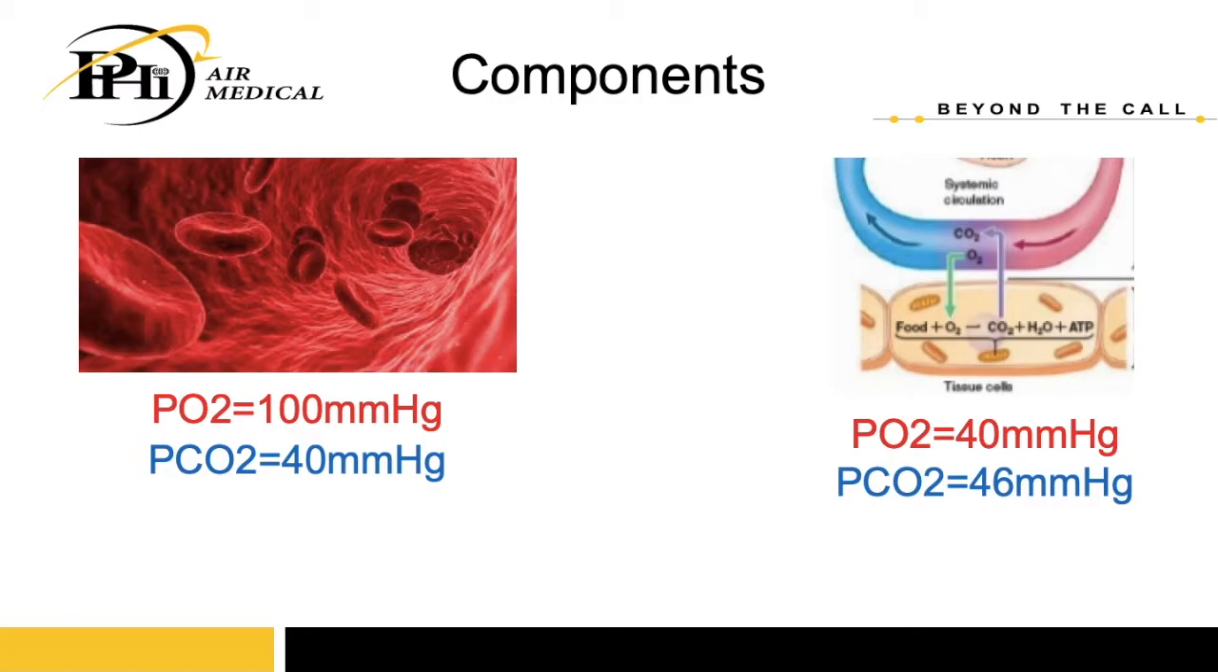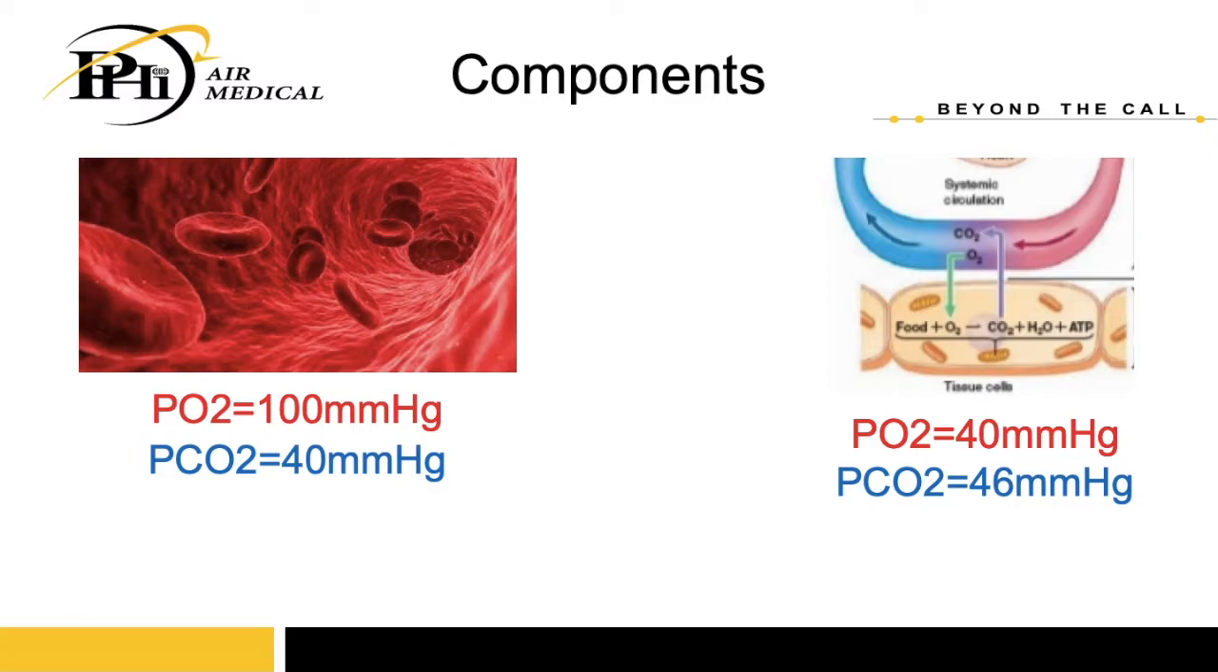So after we pass through the lungs and go back to the heart, the partial pressure of oxygen in our arterial blood is about 100 millimeters of mercury, and the partial pressure of carbon dioxide is about 40. After we travel through the body and give the oxygen we're going to give to our tissues and organs, we have a partial pressure of oxygen of still about 40 millimeters of mercury on the venous side. That's what returns to our heart.